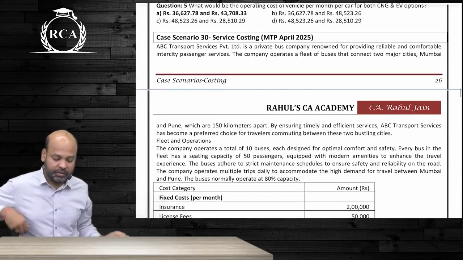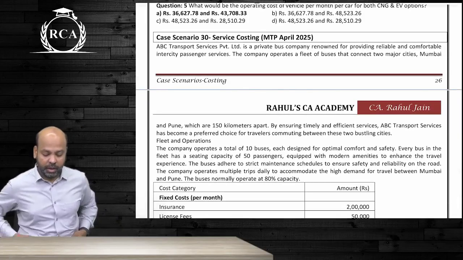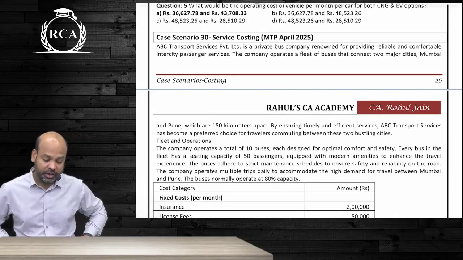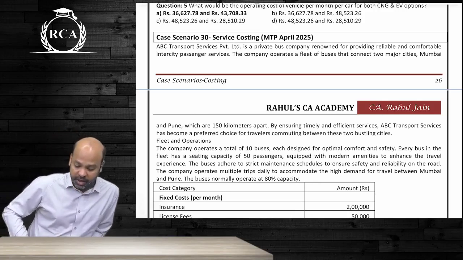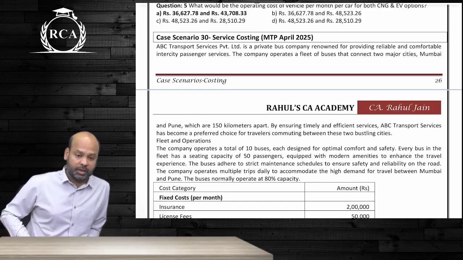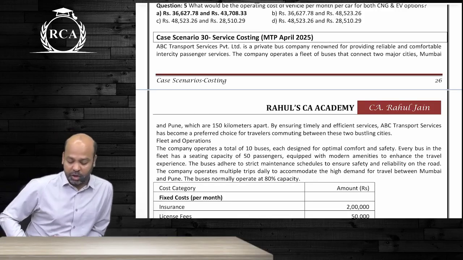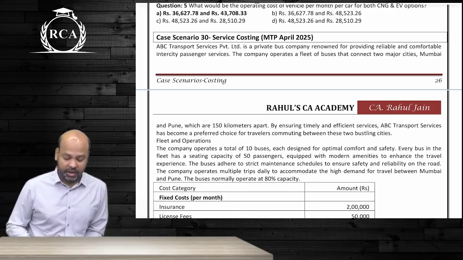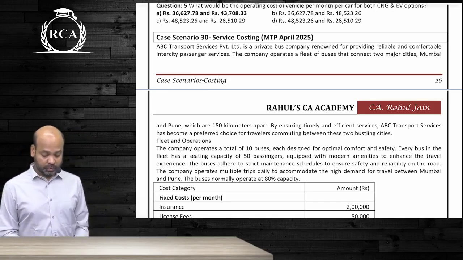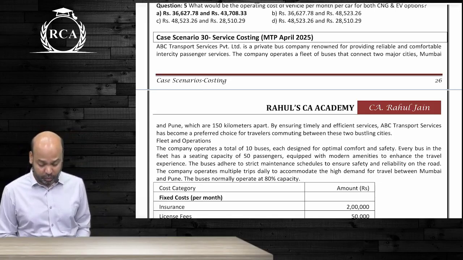ABC Transport Services Private Limited is a bus company renowned for providing reliable and comfortable intercity passenger services. Good for them. The company operates a fleet of buses that connects two major cities, Mumbai and Pune, which are 150 kilometers apart. By ensuring timely and efficient services, ABC Transport Services has become a preferred choice for travelers commuting between these two bustling cities.